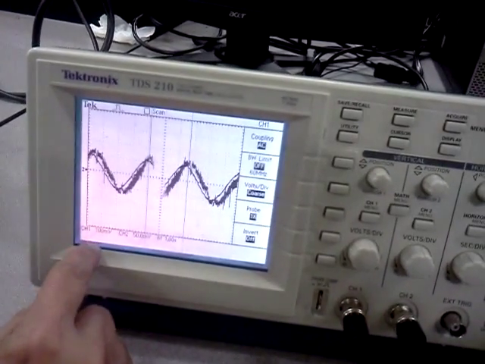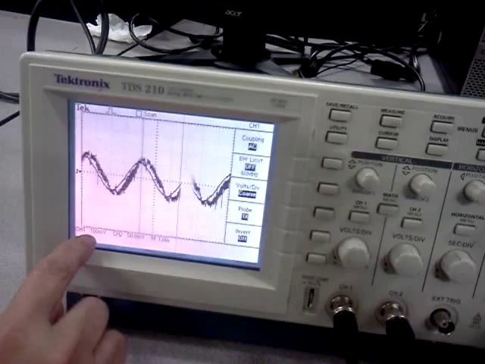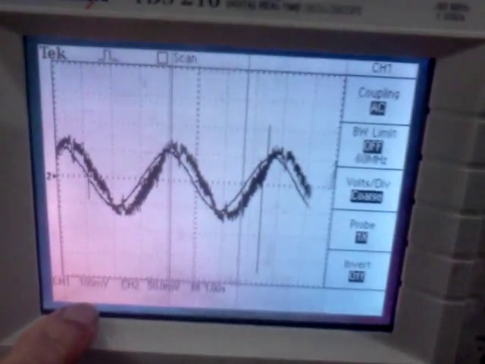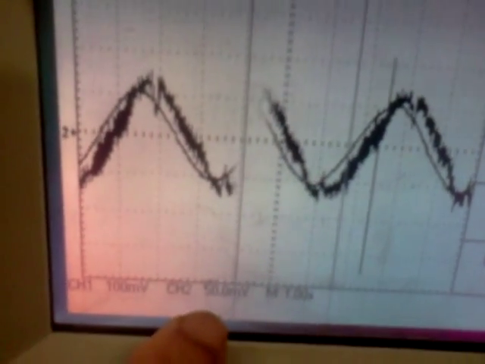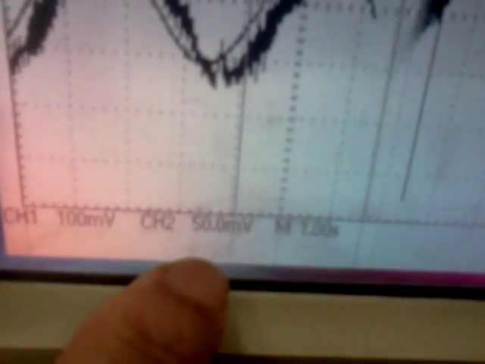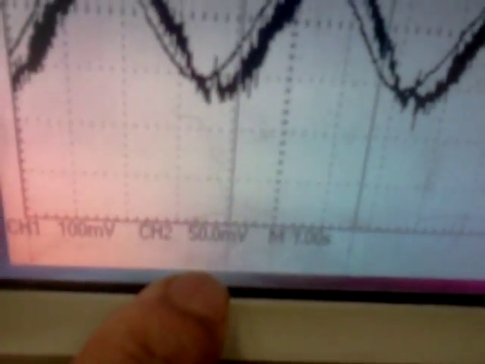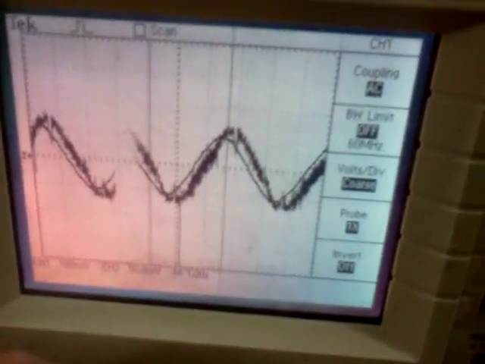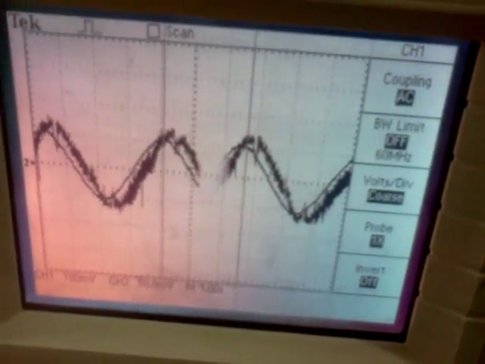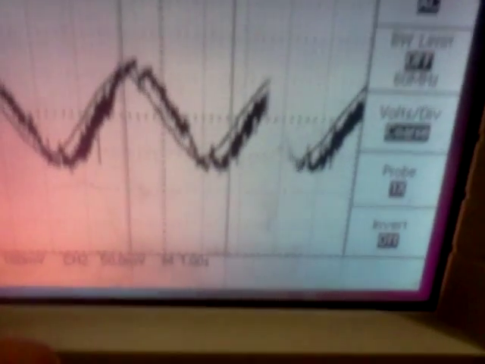They look about the same size, but they're not. If you zoom in a little bit on the scales, you can see that channel 1 is 100 millivolt per division, channel 2 is 50 millivolt per division. And the frequency can be seen by the time scale, which is shown as 1 second per division. So you can see that there's about 4 divisions. So right now the frequency is about 0.25 hertz.